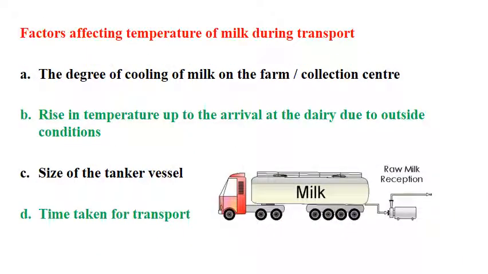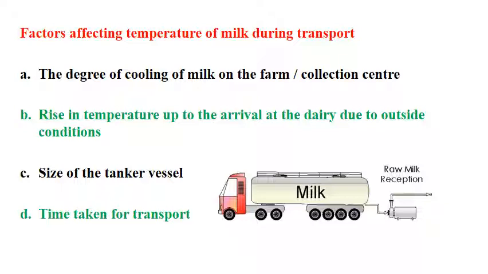Now we will see the factors affecting temperature of milk during transport. The first is the degree of cooling of milk on the farm or collection center. As I said, either milk should be cooled in the farm or there should be a temporary collection center. In these places it should be cooled. If it is cooled, then the rise of temperature during transport will be less.